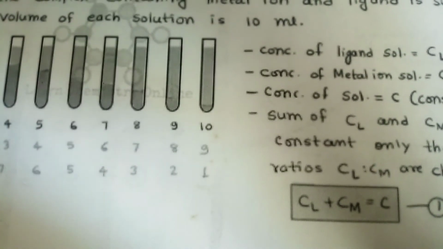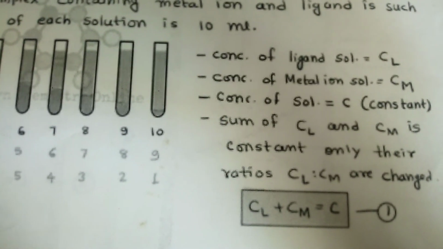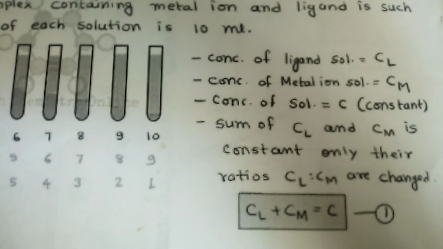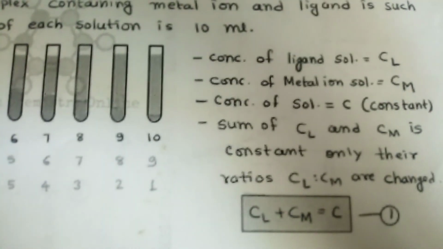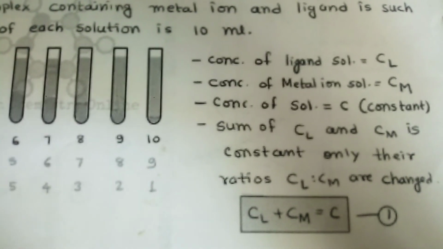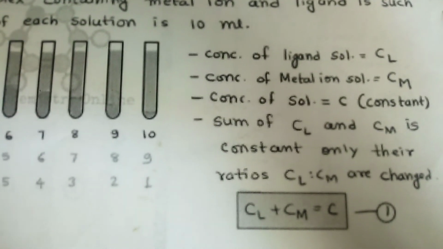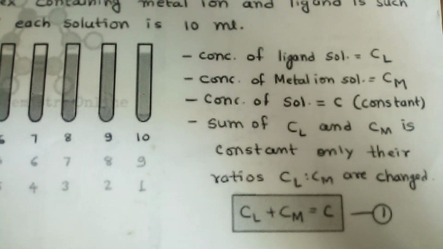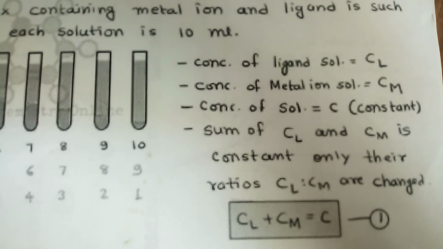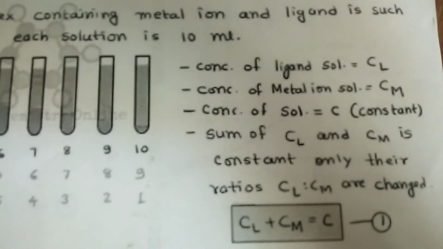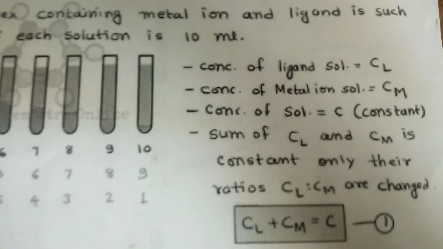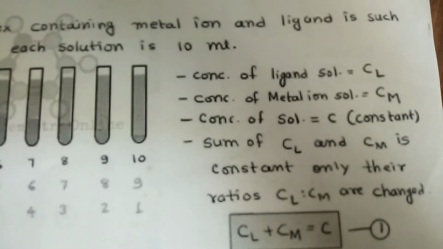You know about the complex and what a complex is. Cl is the ligand solution concentration, Cm is the concentration of metal ion, and C is the concentration of solution. Cl plus Cm equals C. This is the first equation, and we have already explained this method.